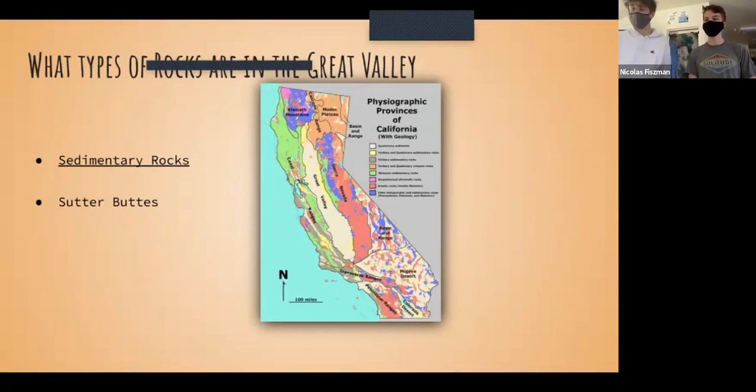The last important outcropping of rocks are the Sutter Buttes, which are what is left of a volcano that has been dormant for about 1.4 million years. The rocks here are a rich mix of both sedimentary and igneous rocks. The igneous rocks of the Sutter Buttes are what make them stand out compared to the rest of the valley, which is solely made of sedimentary rocks.